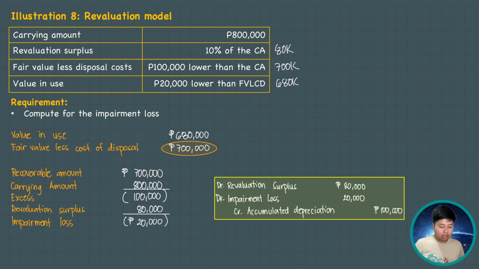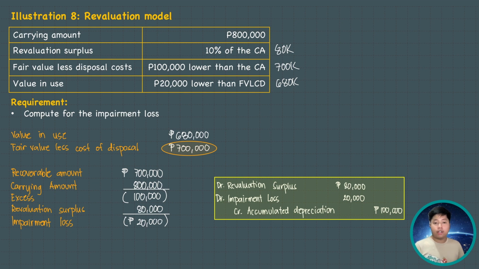And the value in use is 20,000 pesos lower than the FLCD. So this will be 680,000 pesos. Since the fair market value less cost of disposal is higher than the VIU, or the value in use, we will use the 700,000 as our recoverable amount. We will deduct the carrying amount of 800,000. Then the excess is to be attributed first to the revaluation surplus, but the revaluation surplus is only 80,000 pesos, meaning any excess will be charged to impairment loss.